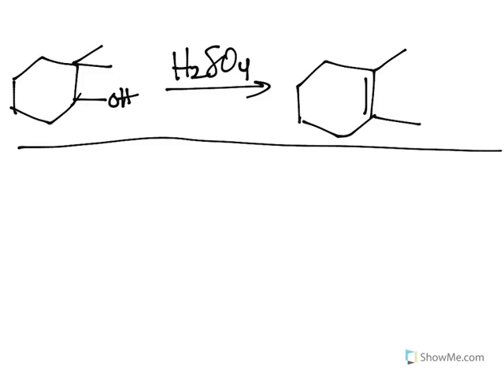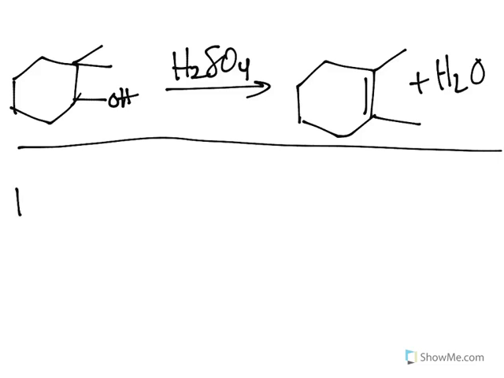Okay, so in this video, I am going to show you how you get from our starting material here, which is 2,2-dimethyl cyclohexanol, to our final product here, which would be 1,2-dimethyl cyclohexene. So how do we get that? And this is going to involve the formation of a methyl shift. So I'm going to show you all how that happens here.